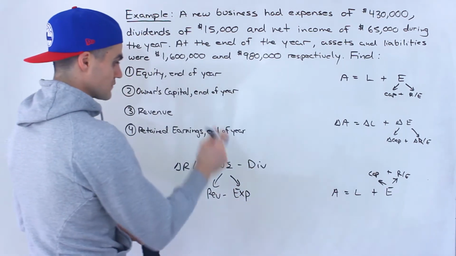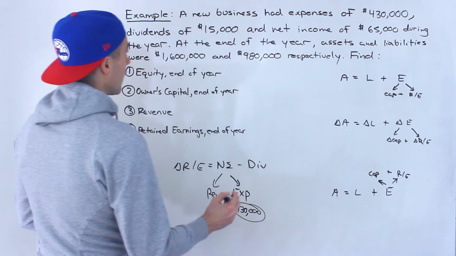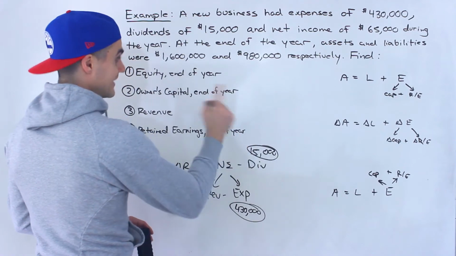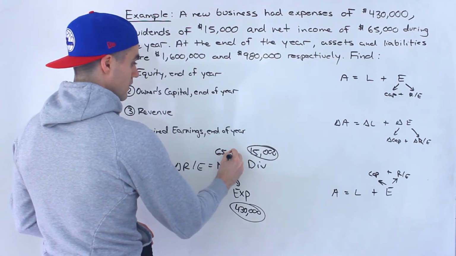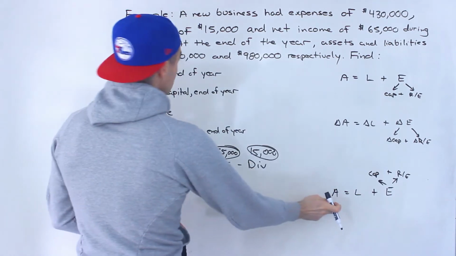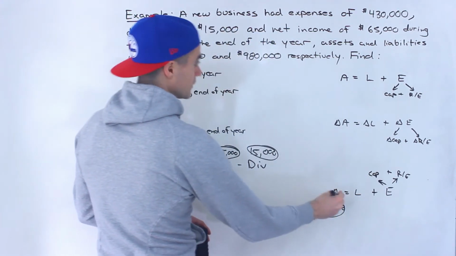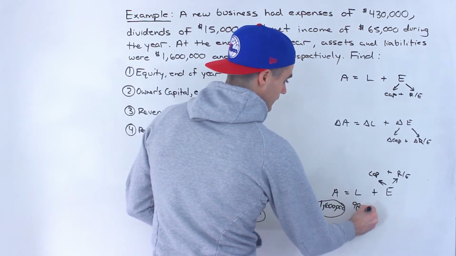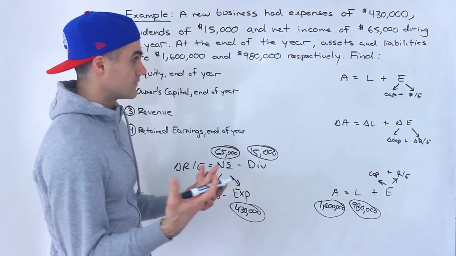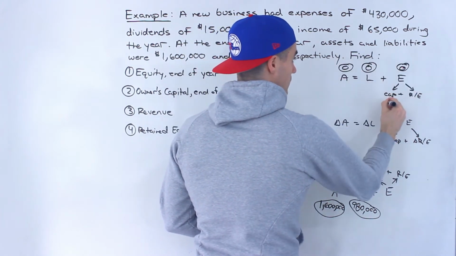So let's fill everything in. The new business had expenses of $430,000, so that's over here. Dividends of $15,000, that's over here. It had net income of $65,000, which is over here. And then at the end of the year, the assets were $1.6 million, $1,600,000, and the liabilities were $980,000, like that. And so we filled everything in. This is also a new business actually, so I forgot the beginning balance sheet. It's just going to be zeros everywhere.